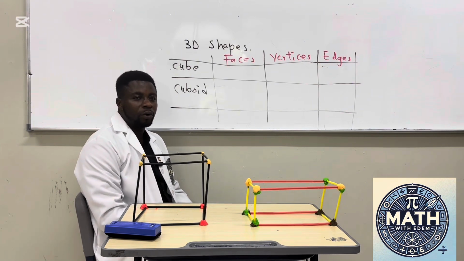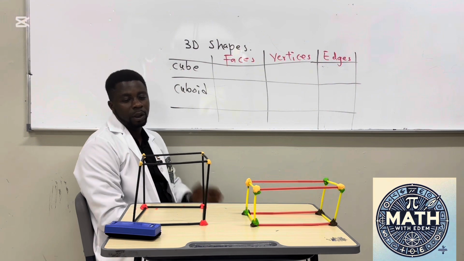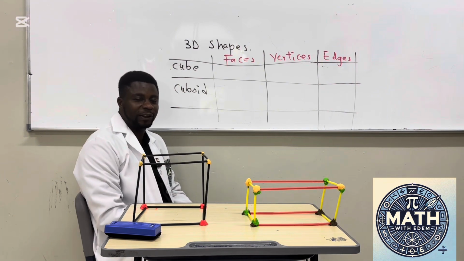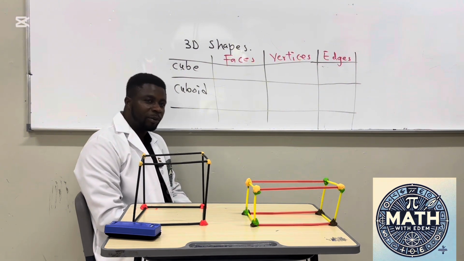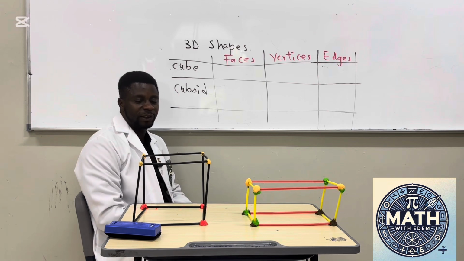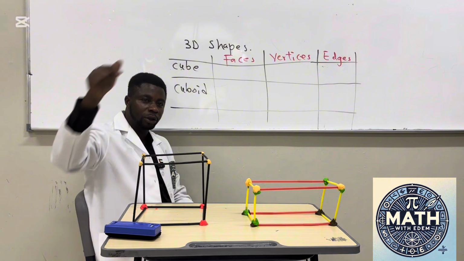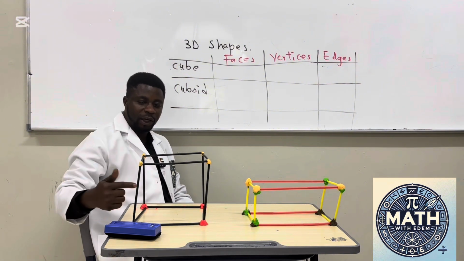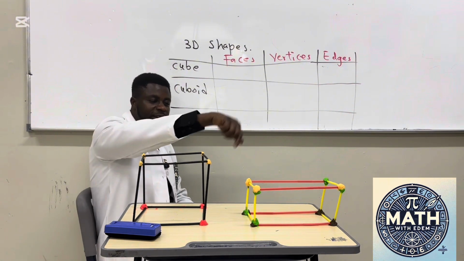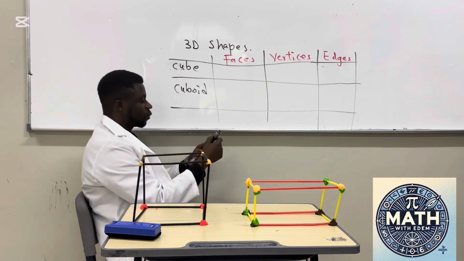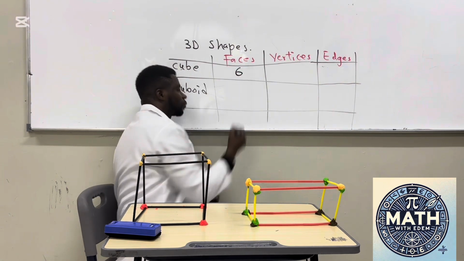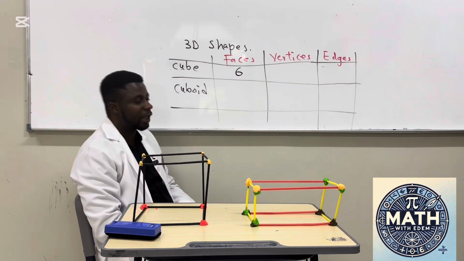In this video, we are going to find the faces, the vertices, and the edges of the 3D shapes. Like you know already, a cube has how many faces? 6 faces. Let's count. We have one face down, 1, 2, 3, 4, 5, and 6. So a cube has 6 faces. Great.